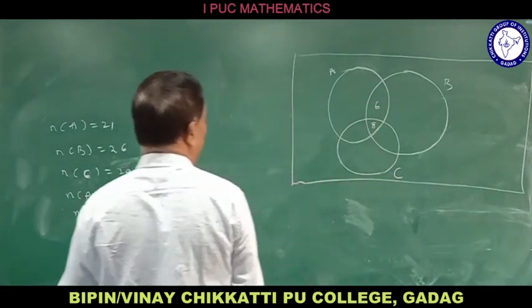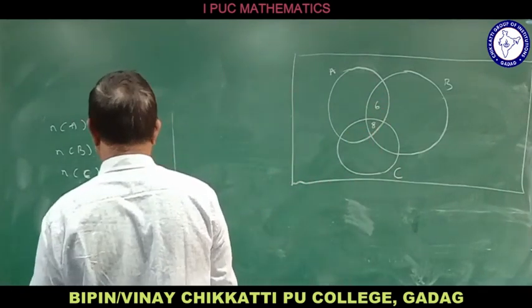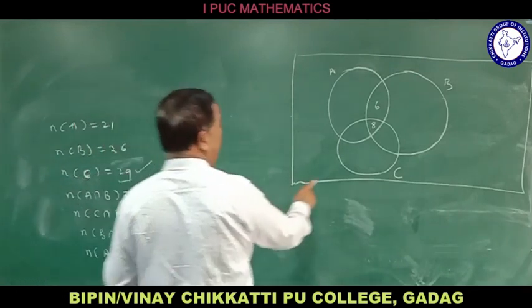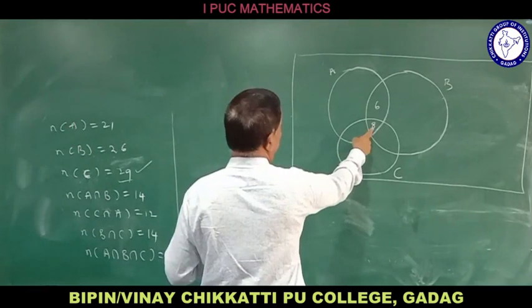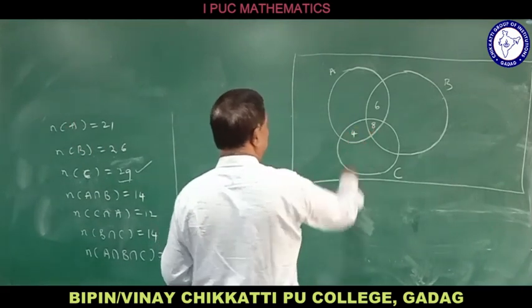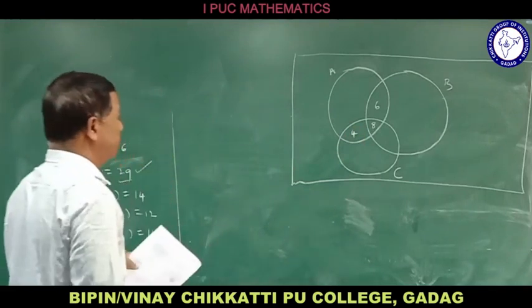Now A and B are done, now we have to see B and C, C and A. C and A is how much? 12, and already the common part of C and A is 8. So how many here? Ultimately this is 4. I hope you understood how that is 4.